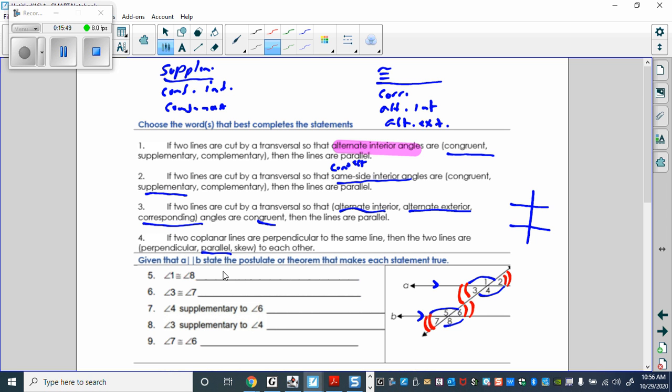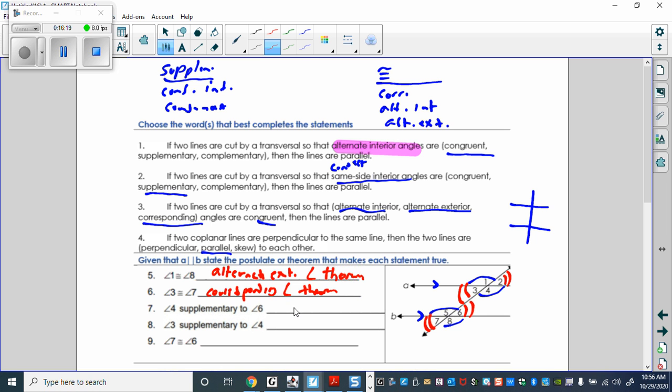So the postulate for those, what types of angles are those? They're opposite sides and exterior, so alternate exterior angle theorem. Angle 3, angle 7, these are corresponding angles, so corresponding angle theorem.